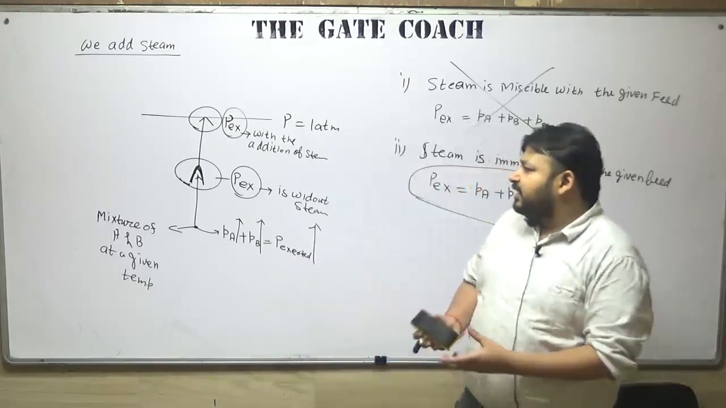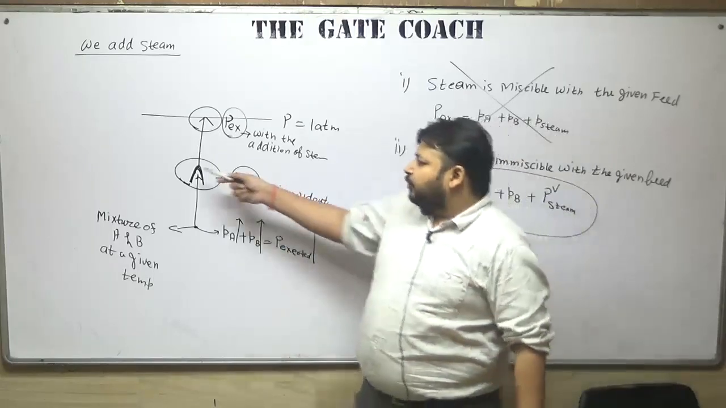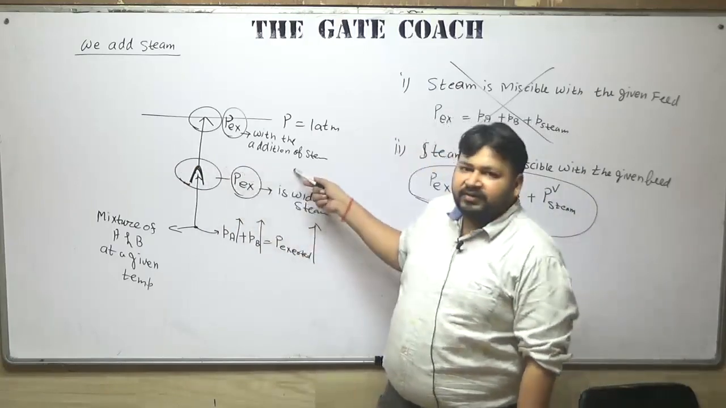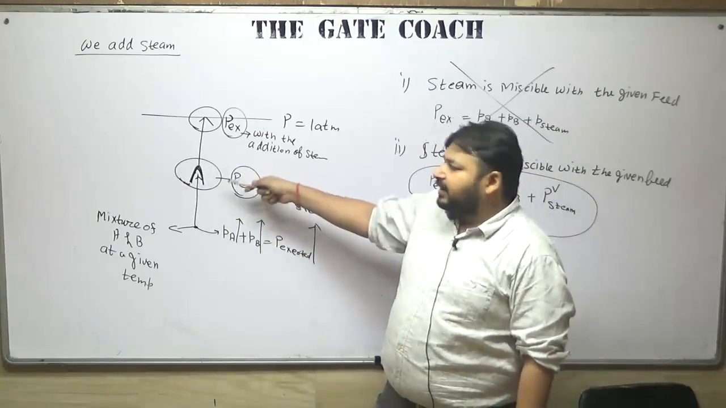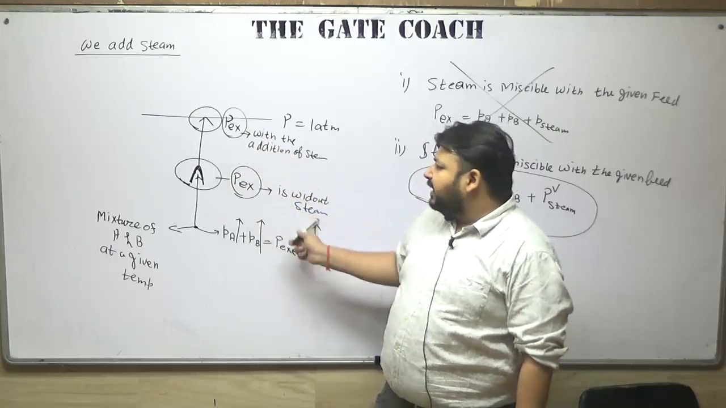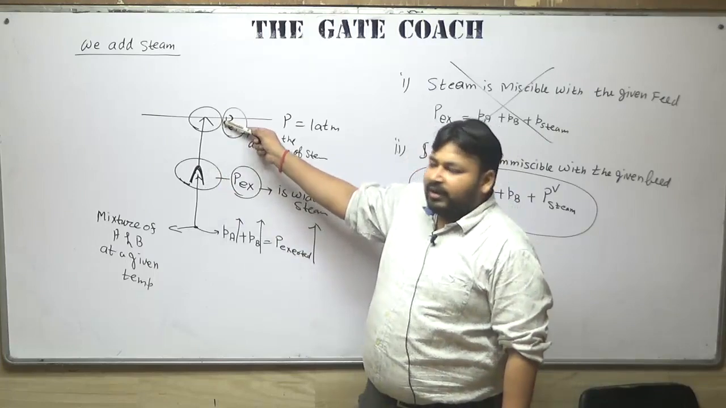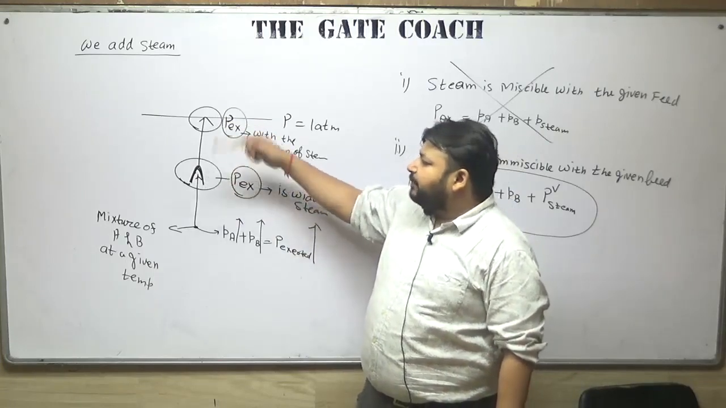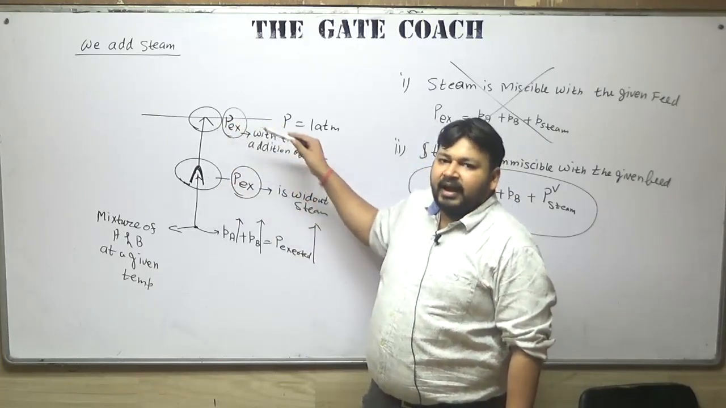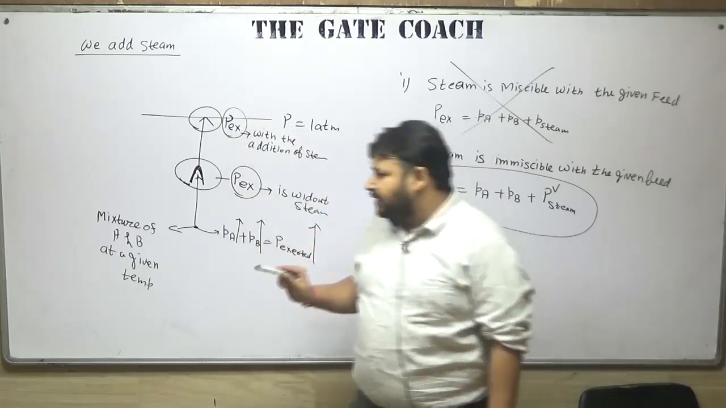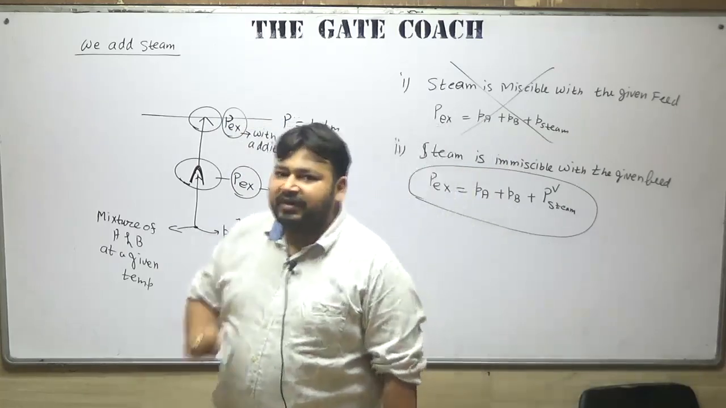But just from the understanding point of view, at this point initially decomposition is taking place if I increase the temperature, but now if I add the steam then obviously the pressure will rise. So at the same temperature, we can vaporize the given feed by the addition of the steam. Okay. So this is how the steam distillation takes place.